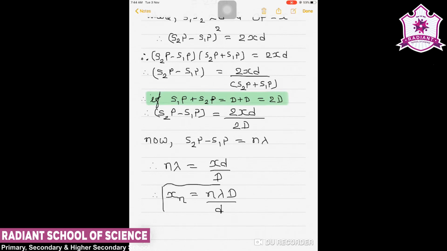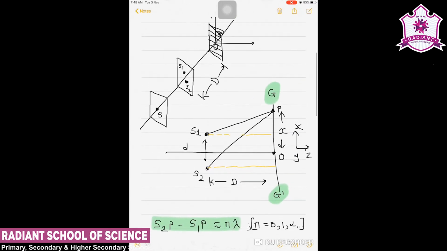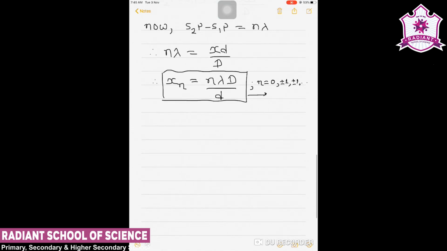So this is the condition for the interference pattern that we obtain for the maximum light, where n is equal to 0, plus or minus 1, plus or minus 2, etc. If we have not been given any equation number, we can say that this is our equation number 1 for the bright light in the interference pattern.